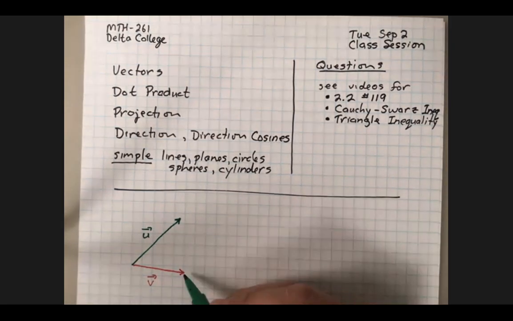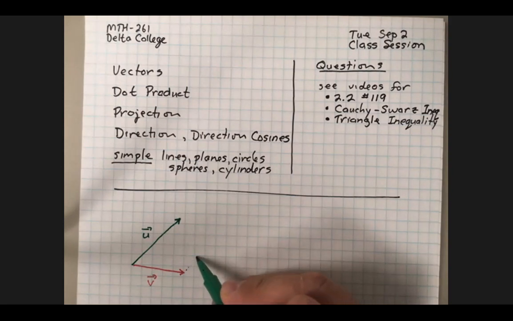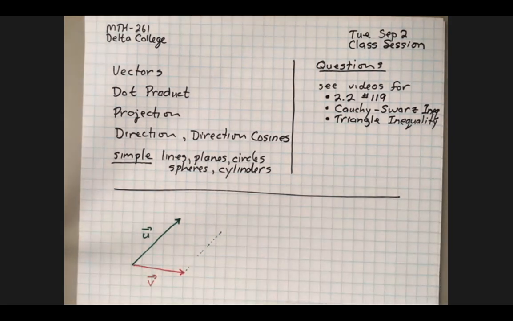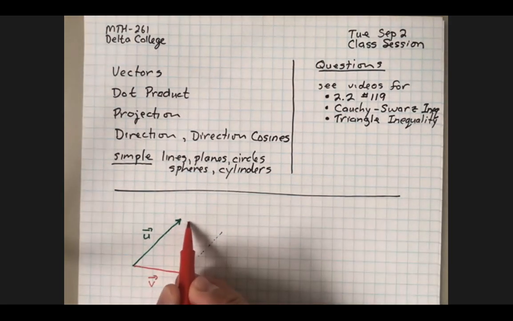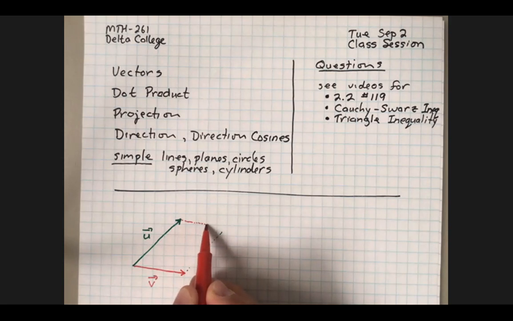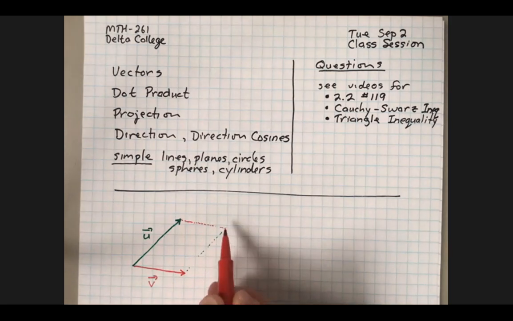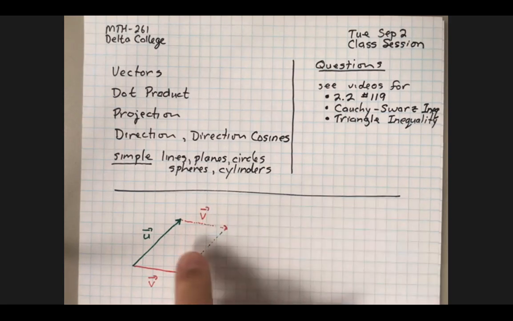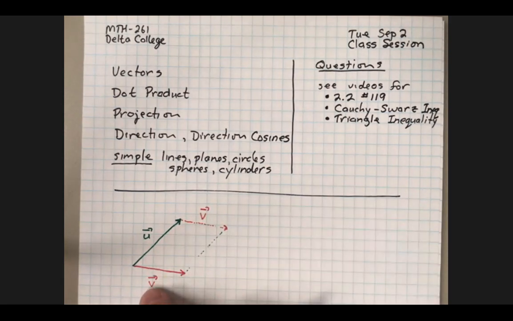So the most important thing you can do with two vectors is add or subtract them. And so we presented the parallelogram law, which literally means you can add two vectors by just setting the tail of one vector on the head of the other.